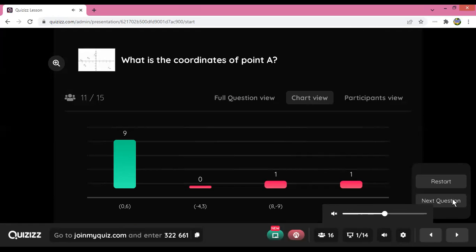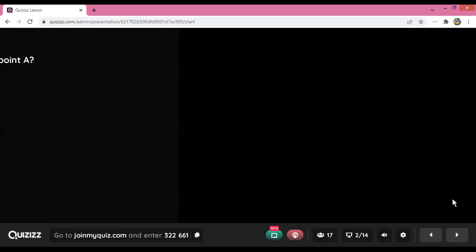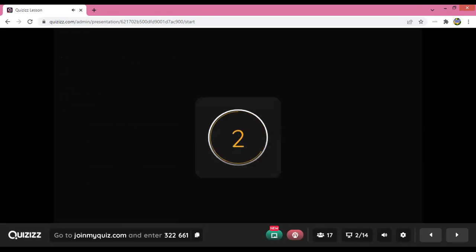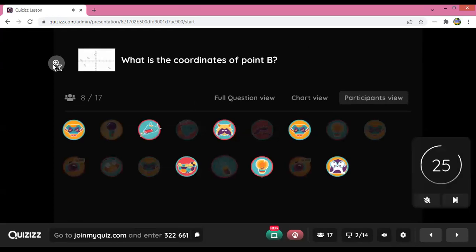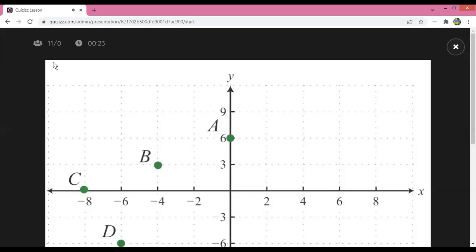Let us look at the next question. What are the coordinates of the point B? Starting with x, that is negative 4, and what is y? You need to select the correct choice. Always start with the x coordinate and then the y coordinate.